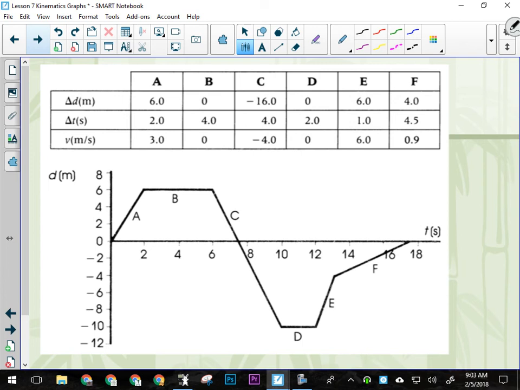Okay, everybody with me there? How do I know it's moving forwards? Yeah, it's becoming more positive. I would assume positive is forwards. Okay, what's going on in part B? It stopped. Its position stays at 6 meters for 4 seconds. Okay, it's not moving. In part C, what is it doing?